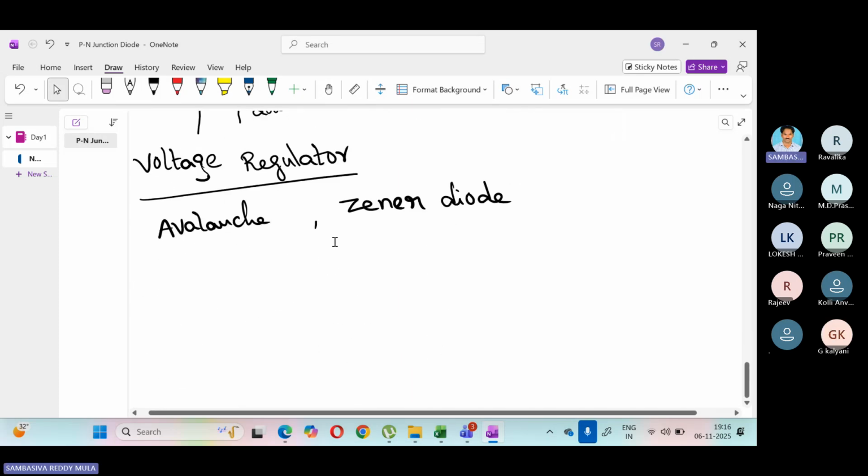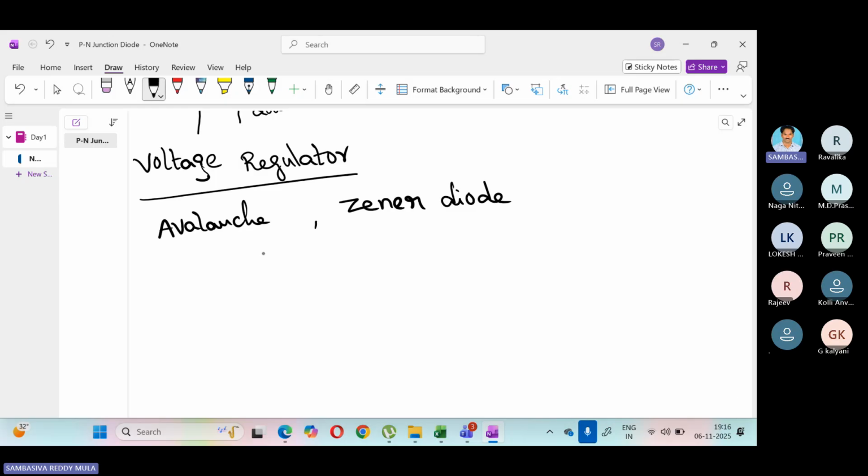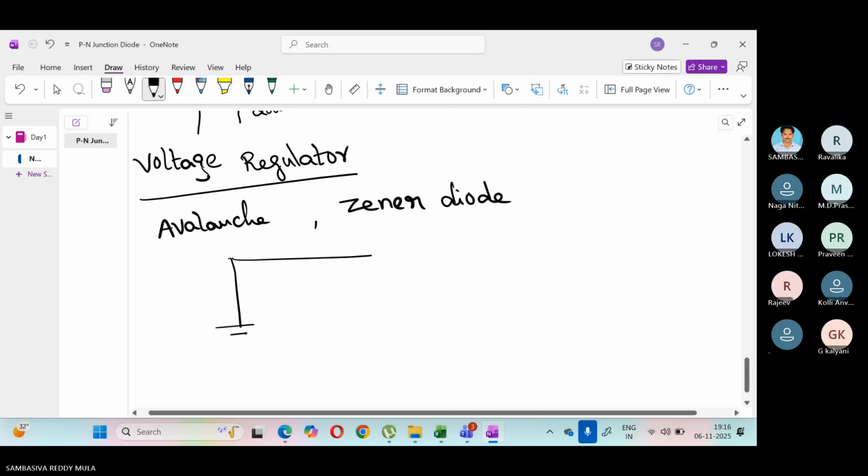So coming to the application of Zener diode, the Zener diode is used as a voltage regulator. And if you see the circuit of this voltage regulator, remember the battery symbols and how we are connecting the Zener diode. That is very important.